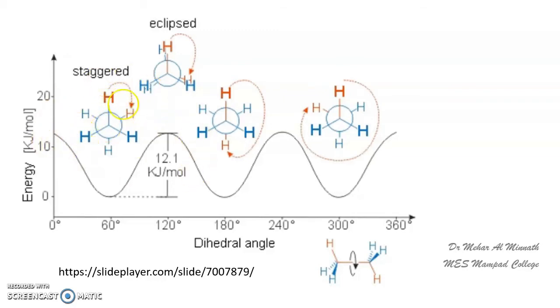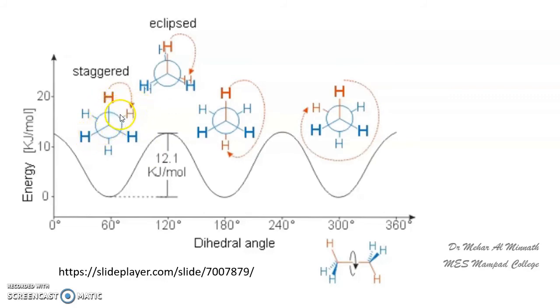Now, as you increase the dihedral angle, what happens? The energy of the molecule comes down, and then it reaches a minimum when the dihedral angle between the reference hydrogens is 60 degrees. Now at this point you can see that all the hydrogen atoms on the adjacent carbon atoms are anti to each other, opposite to each other.